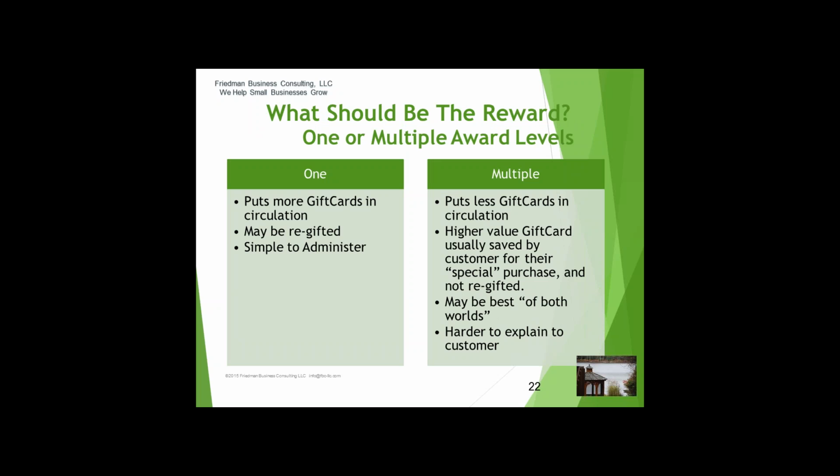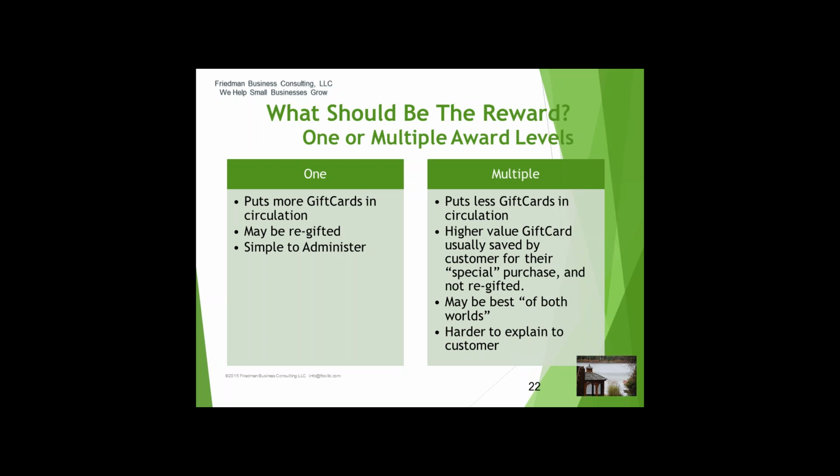In a one-level program, you get more gift cards in circulation. More of them may be regifted. It's the simplest to administer and explain to customers. In a multi-level program, you're really physically putting fewer gift cards in circulation because some of them are a higher dollar value. If you have a very high dollar value on there, you will find that they may not be regifted.